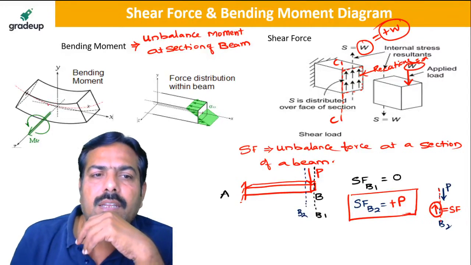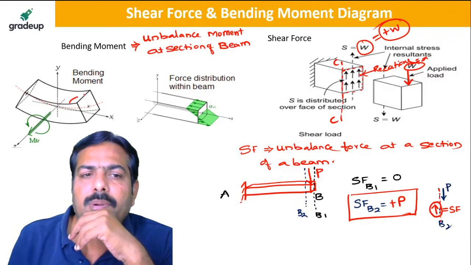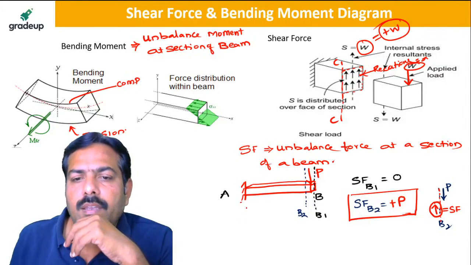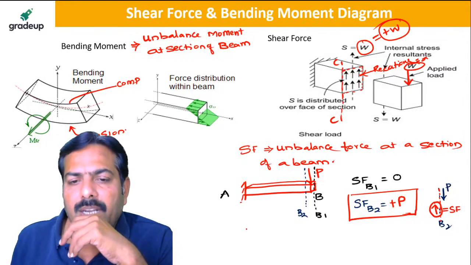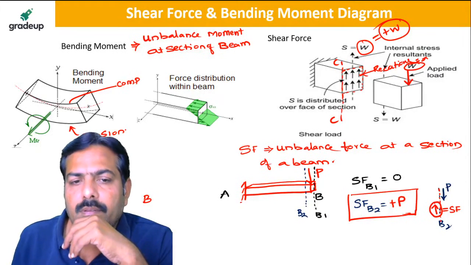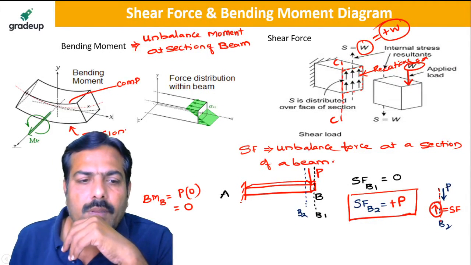So you see that if you take this type of moment acting here, the top fibers are subjected to compression, whereas the bottom fibers are subjected to tension, my dear friend. This is compression and this is subjected to tension. So if I draw the shear force and bending moment for this, can you tell me what is the bending moment at B? Bending moment at B is equal to P is the load, perpendicular distance is 0. So the answer for the bending moment is 0.